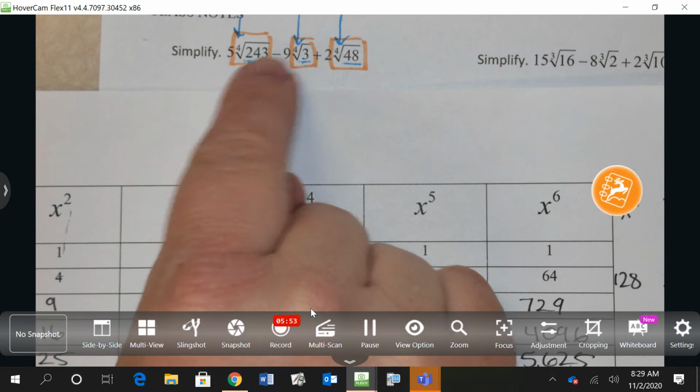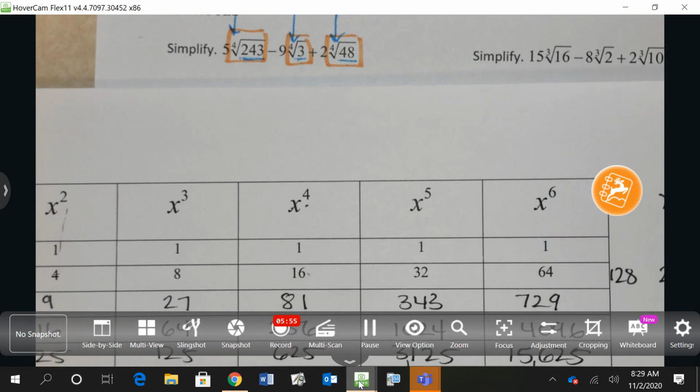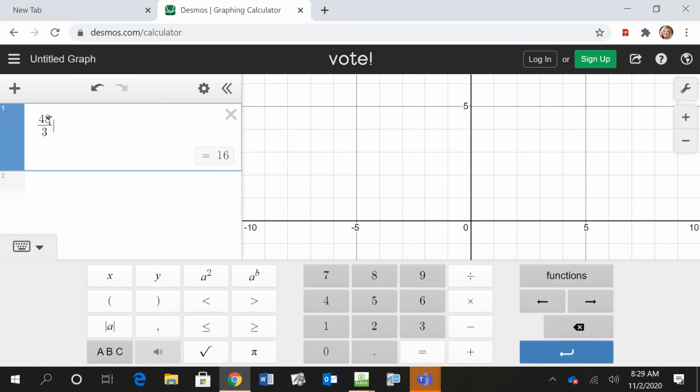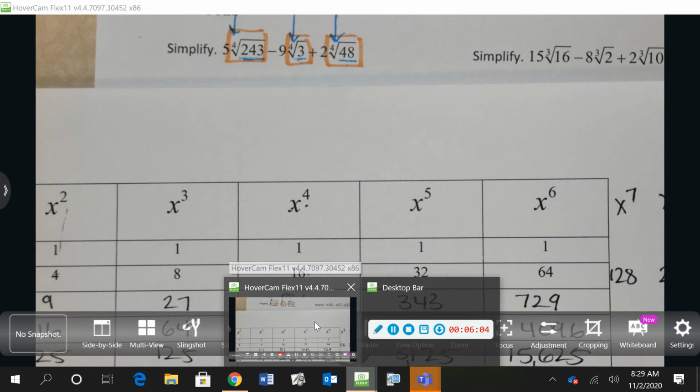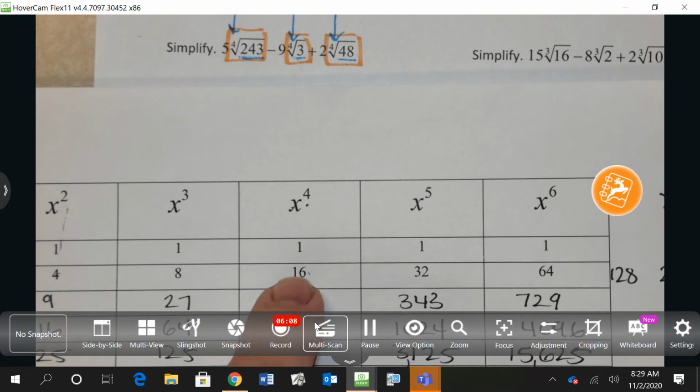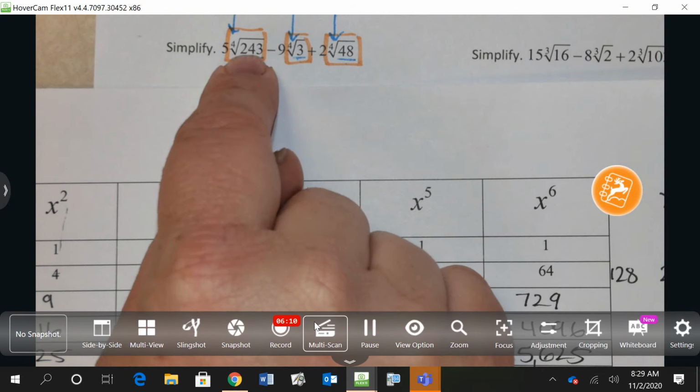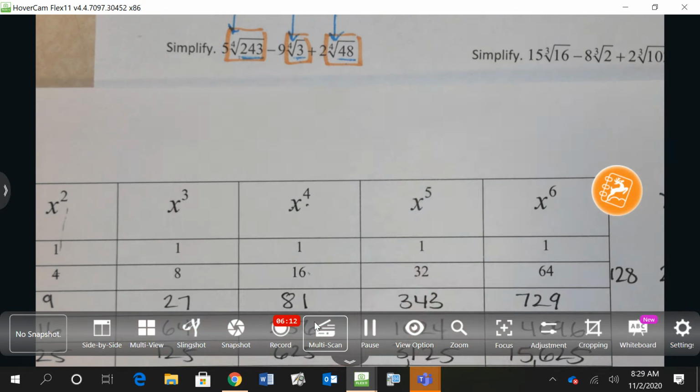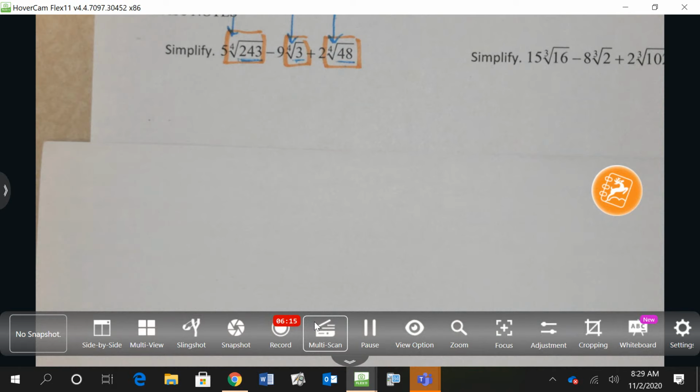Let's do the same thing. Let's take 243 and divide it by 3. So I'm going to change this to a 243, and it's 81. So 81, which is also in this column, 81 times 3 is 243. So when I rewrite this, that's what I'm going to do next.